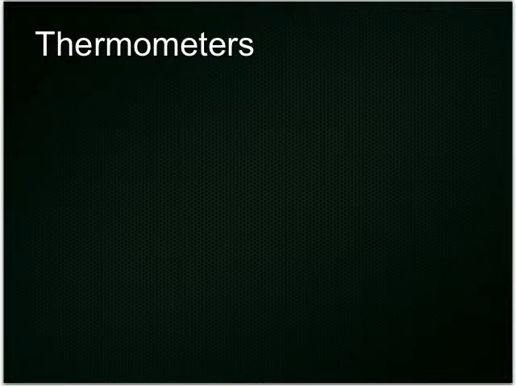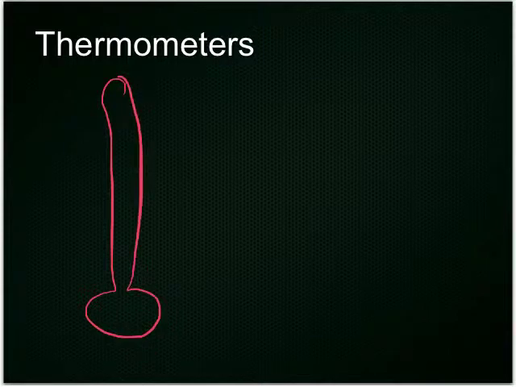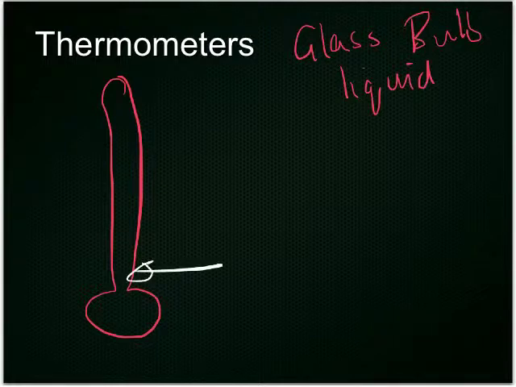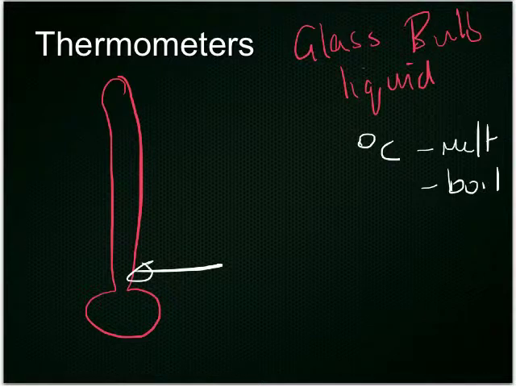Now, when you think of measuring temperature, you usually think of a thermometer. So the most common one is a glass bulb, or liquid in glass bulb. Now effectively the first step you do is you create a scale. Okay, degrees Celsius, we have 2 fixed points. We have melting and boiling. So melting is at 0 degrees Celsius, boiling is at 100 degrees Celsius.